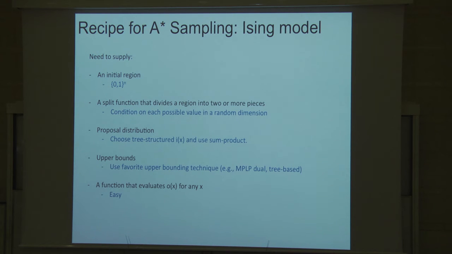It also works in the discrete setting. So for example, if you wanted to use this for Ising models, you could say that your initial region is now a product space of n binary variables. For a function that divides up space, you might condition on each possible value of a random dimension that you haven't looked at before. Your proposal distribution might be a tree structured distribution where you can use some product to sample and compute partition functions. And then for your upper bounds, you can use your favorite upper bounding technique from discrete MAP inference. So you can use linear program bounds or anything else that you like.